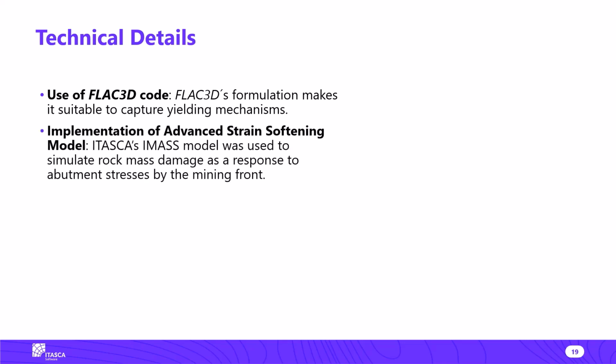On the constitutive model selection, it was clear, as it is in most yielding pillar analysis studies, that strain softening was a necessary feature, since the rock masses at Chuquicamata have been characterized using the Hoek-Brown envelope. IMASS, the ITASCA model for advanced strain softening, was selected.